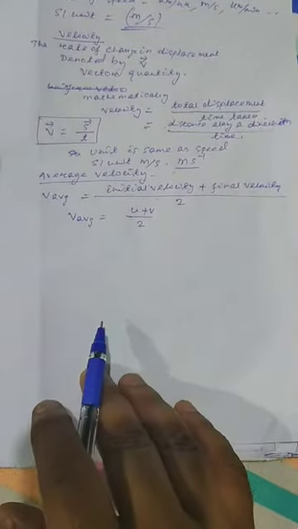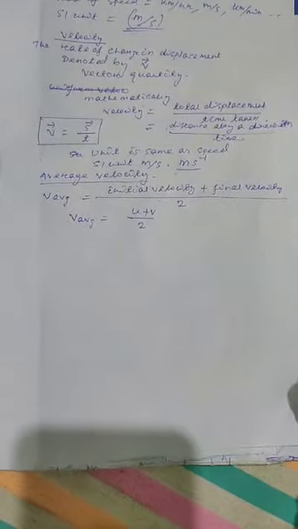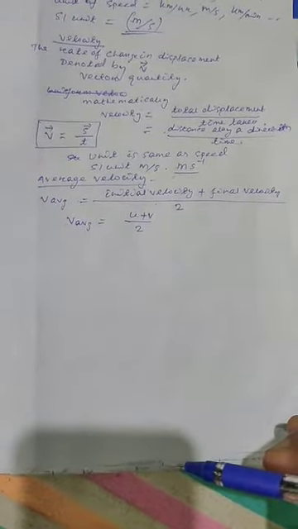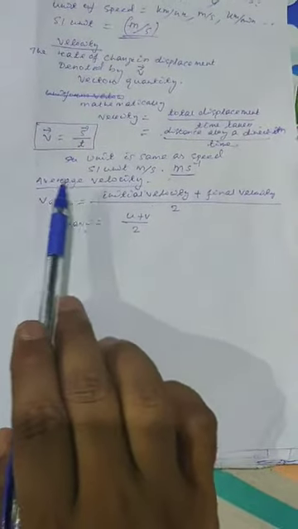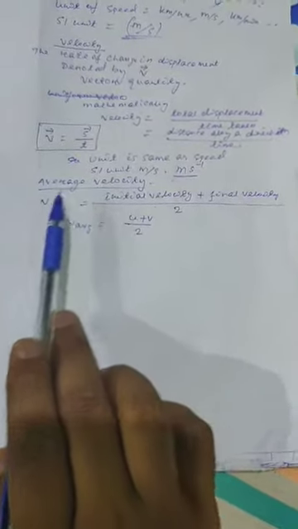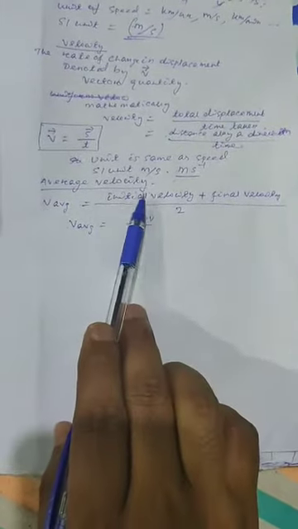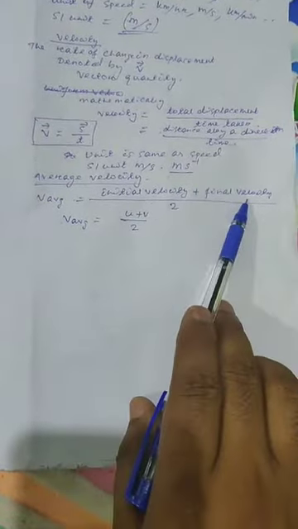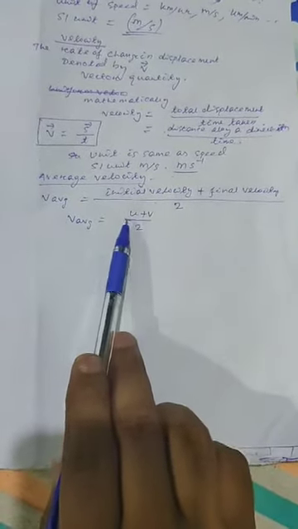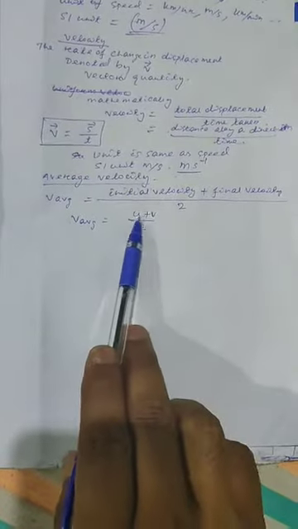Then we'll read about average velocity. What do you mean by average velocity? Here also there is uniform velocity and non-uniform velocity. The average velocity is defined as the initial velocity plus final velocity by 2. If you take the initial velocity as u and final velocity as v, then u plus v by 2 is the average velocity.